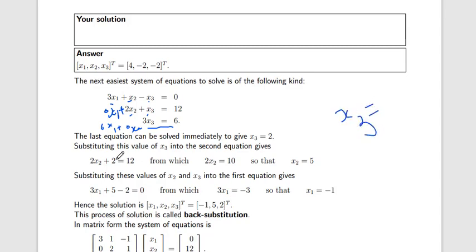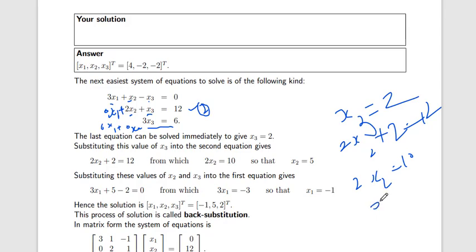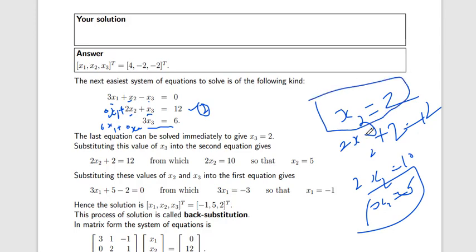What is the value of x3? 6 by 3 is equal to 2. Okay, get it? Now in second equation, here we have one unknown. Okay, we know value of x3, so 2x2 plus x3, what is the value of x3? 2, is equal to 12. Then 2x2 is equal to 10 and x2 is equal to 5. Okay, we got two values of the linear equation, x2 and x3.